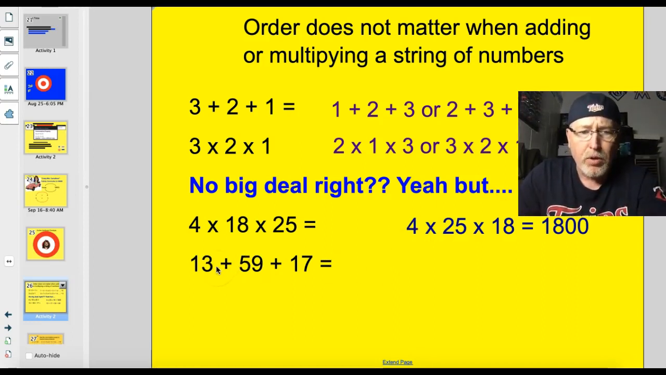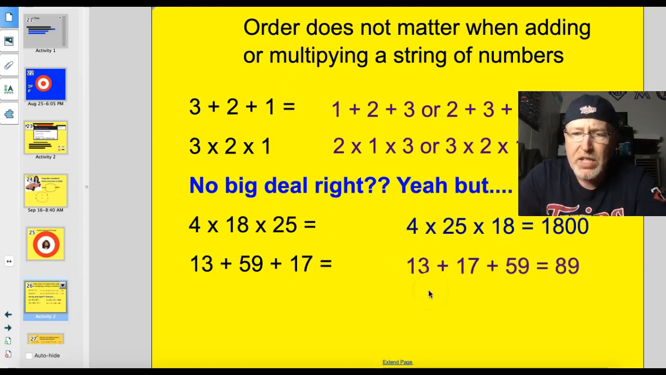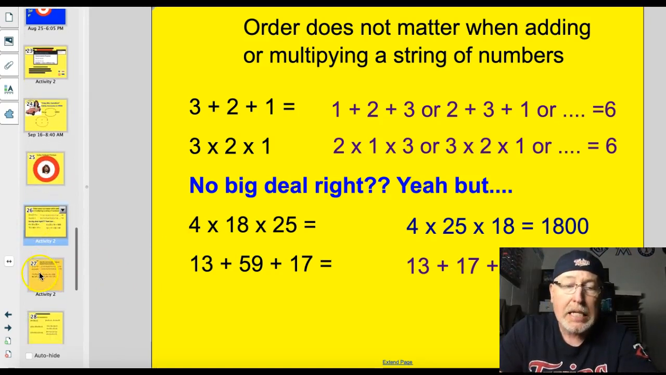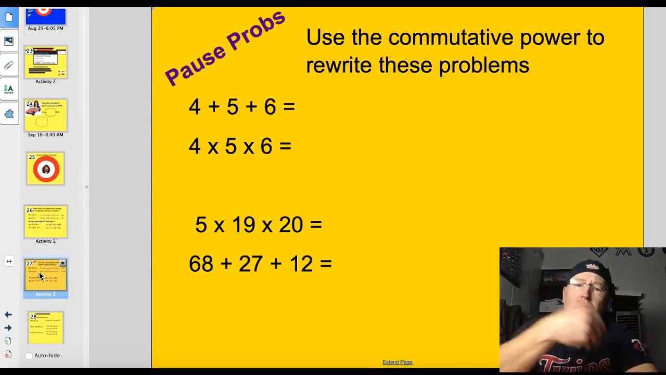Okay, here's another example. 13 plus 59 plus 17. I don't know what that is. You probably don't either. But commute the numbers around. 13 plus 17, well, that's going to make 30, these compatible numbers here. We add 59 to it. We got ourselves 89. And we're out the door. And everybody's impressed. They're like, what? Did he just do that mentally? Yeah, he did.